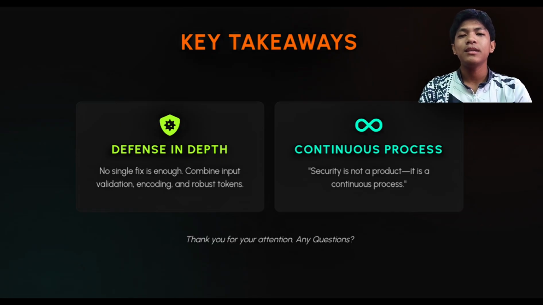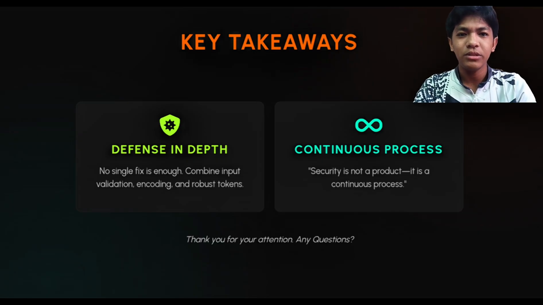Third is defense in depth. No single security measure is enough. You need layers: input validation, HTTPS, content security policy, CSRF tokens, and continuous monitoring working together. And finally, these aren't theoretical threats. British Airways, Heartland, Facebook, Gmail: these are real organizations that paid enormous financial and reputational costs. Security is not optional. As the quote says, security is not a product. It is a continuous process.